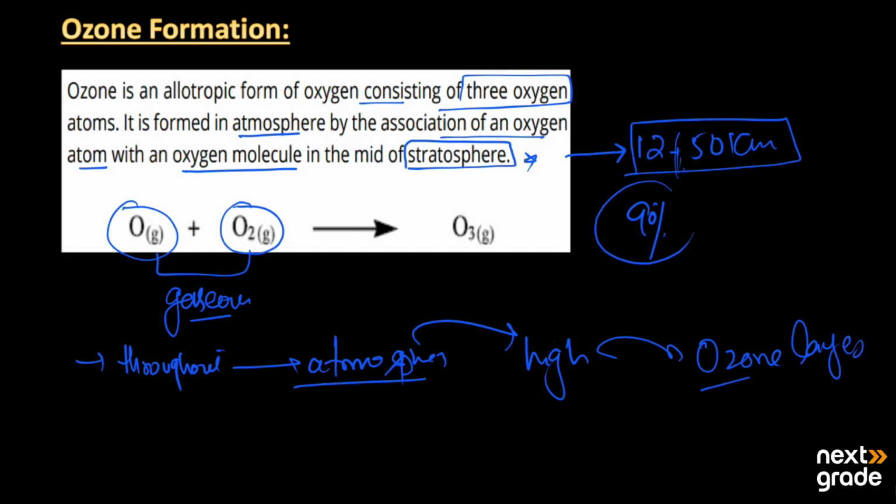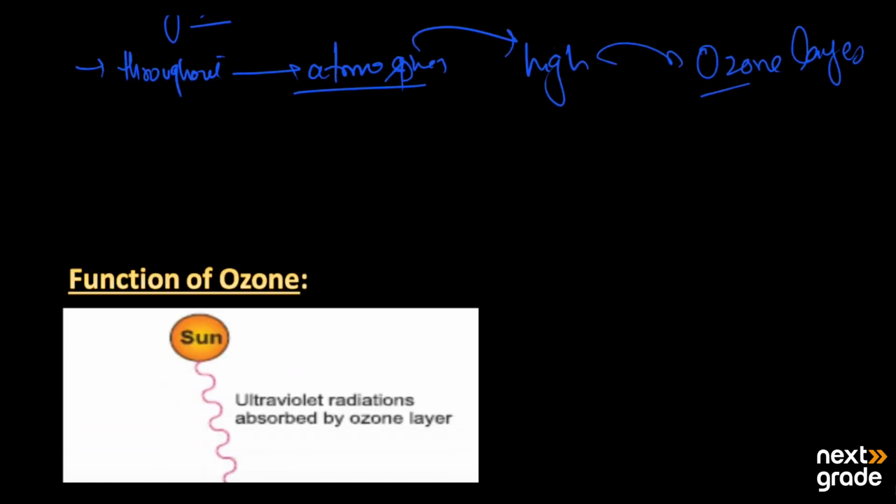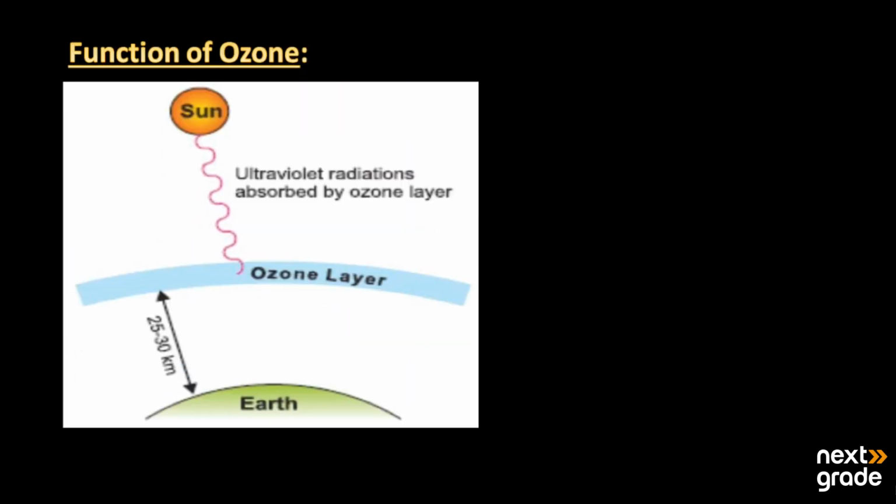Basically, this layer surrounds the globe and protects the earth. For example, this is the globe and this is surrounding that globe and protecting it from the UV radiations. After that, we have the function of ozone. Have a look, this is the surface of the earth and ozone is present almost from 25 to 30 kilometers above the earth's surface.